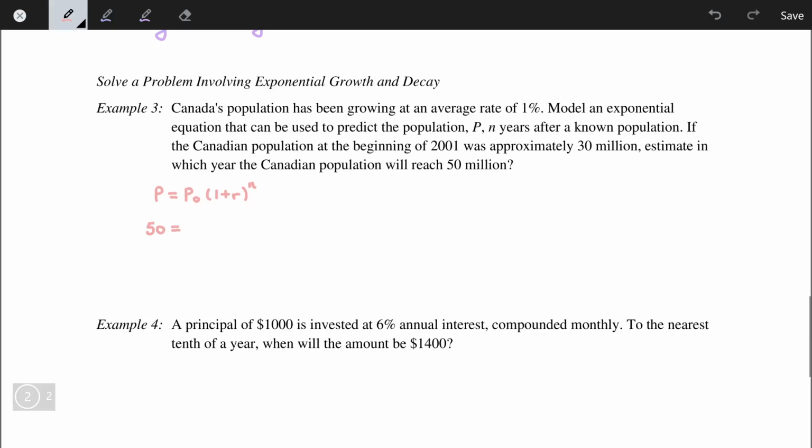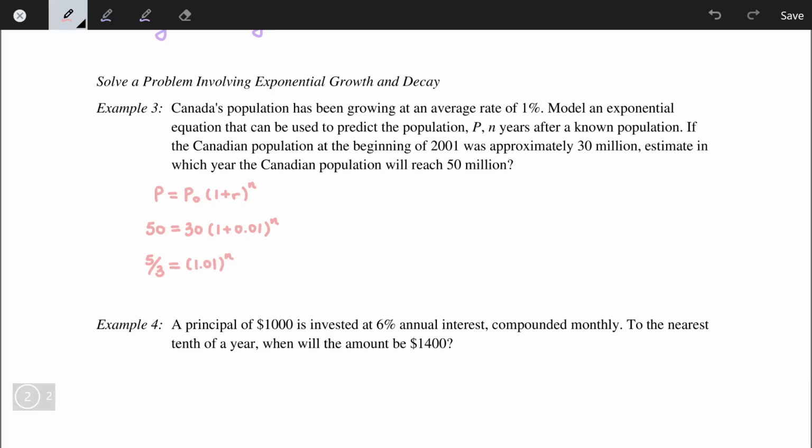The initial population in 2001 was 30 million, so just 30 here. The growth rate is 1%, so 0.01, and then to the n power. If we were to simplify this expression, we can divide both sides by 30. So we have 5 over 3 on the left-hand side, and the right-hand side, 1 plus 0.01, of course, is 1.01 to the n power.